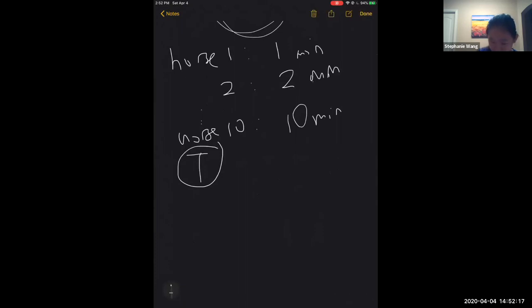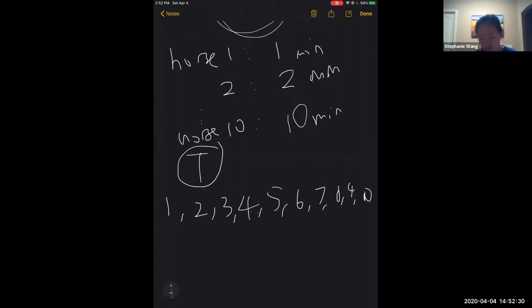So it takes horse 1 1 minute to finish a lap, horse 2 2 minutes, and so on for 4, 5, 6, 7, 8, 9, and 10. It takes each horse this amount of time to finish a lap. And we want to find the minimum time such that there are 5 horses who have simultaneously finished a lap. So we're basically trying to find the least possible common multiple of 5 of these numbers.